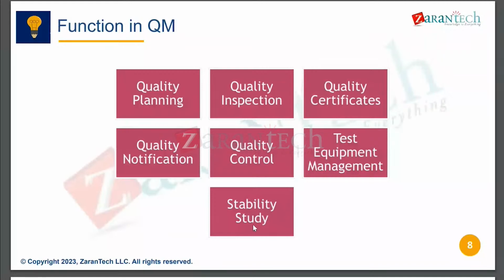Quality control. Quality control will have some data based on the quality data. You can have those reports and all. For example, for a material, what is the rejection rate? What is the acceptance rate? And you'll have some charts you can see. And for a particular characteristic, if you want the trend, that kind of data you can see in quality control. Then test equipment management, where majorly we'll do the calibration activities.